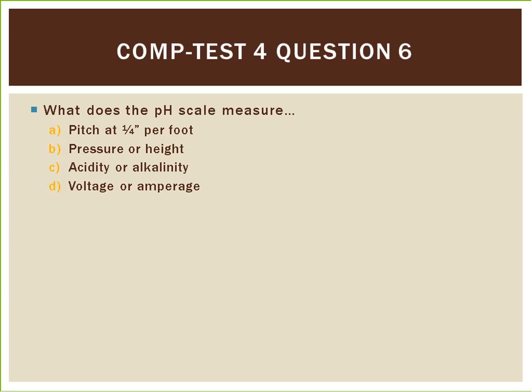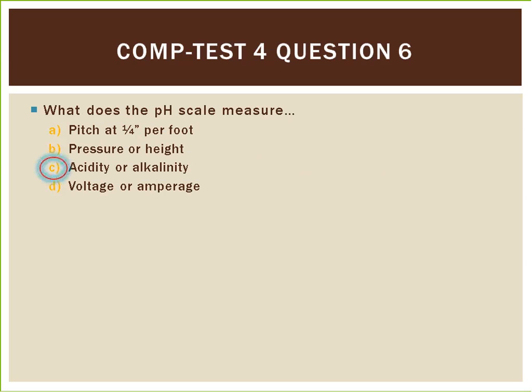Comptest 4, question number 6. What does the pH scale measure? A, pitch at 1/4 inch per foot. B, pressure or height. C, acidity or alkalinity. D, voltage or amperage.